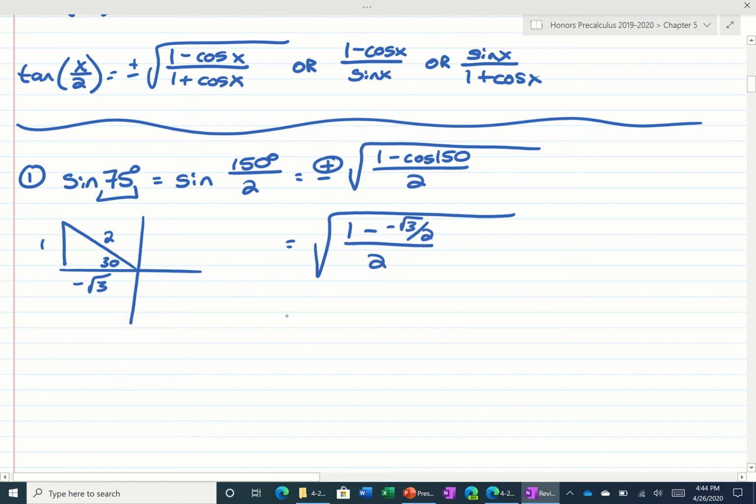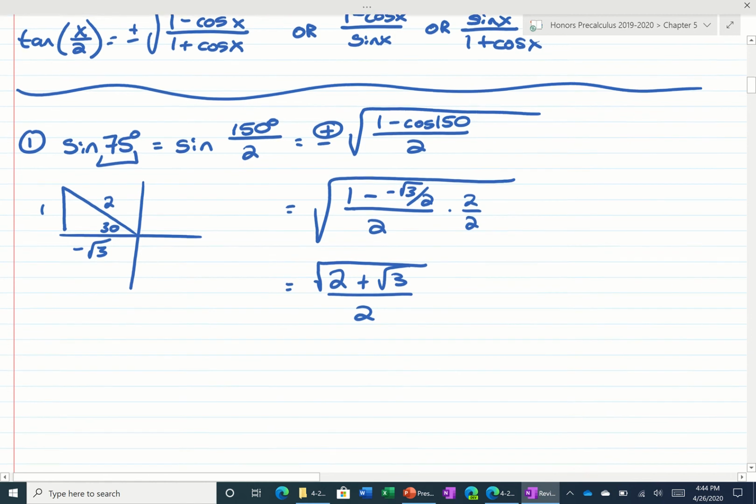over 2, which is, we can multiply top and bottom by 2 here. We're going to have 2 plus root 3 over the square root of 4. And that would be our final answer.